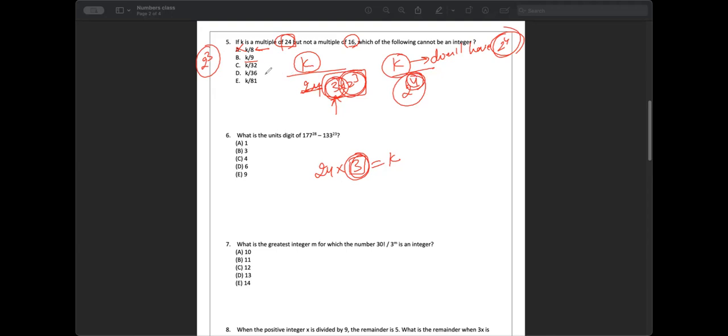K by 36, if you see, 36 is what? 3 square into 2 square. Can it have? Yes, it can have. No problem. 81. 81 is 3 raised to power 4. Can it have 3 raised to power 4? It might have.